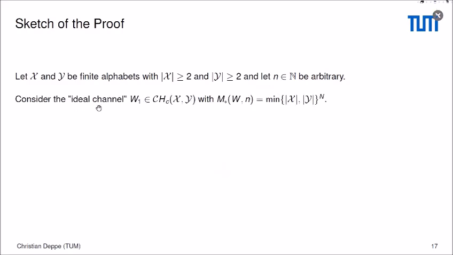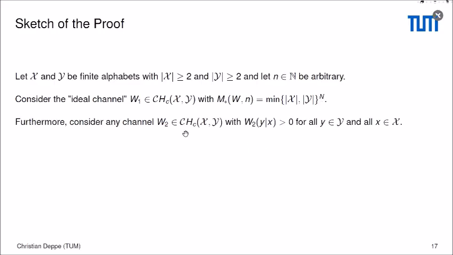Then we consider the ideal channel W1, such that M star of W1 and n is the minimum of the cardinality of X and Y to the n. And we consider the channel W2, which is a channel for which all transmission probabilities are bigger than 0 for all y and x. Of course, M star of W2 and n is equal to 1, and therefore its zero error capacity is equal to 0. Whereas the zero error capacity of W1, of course, is positive.